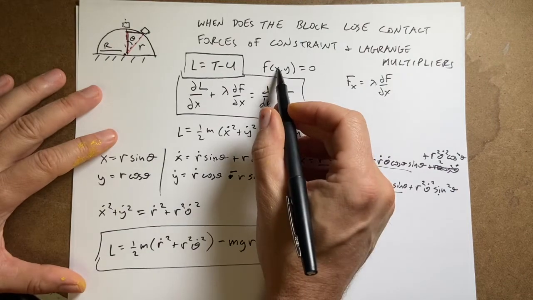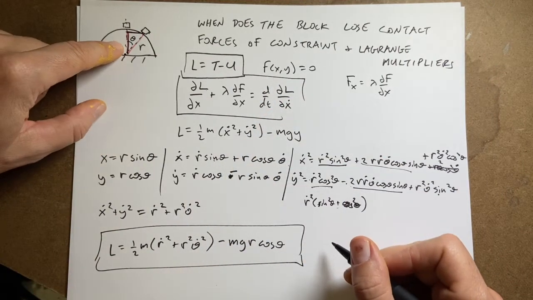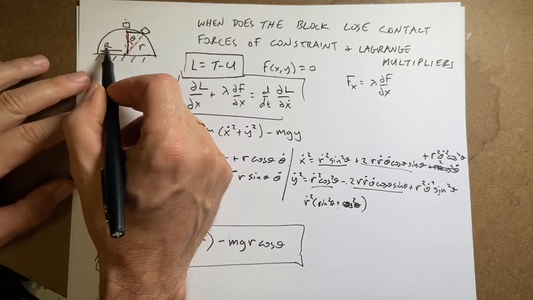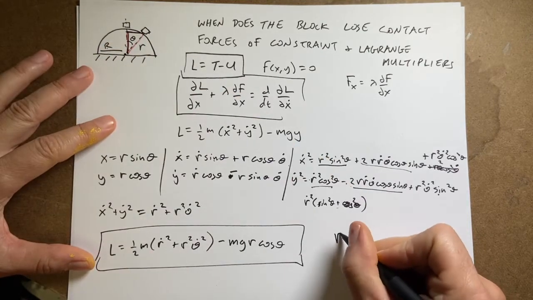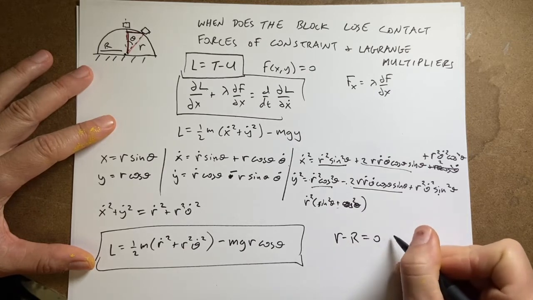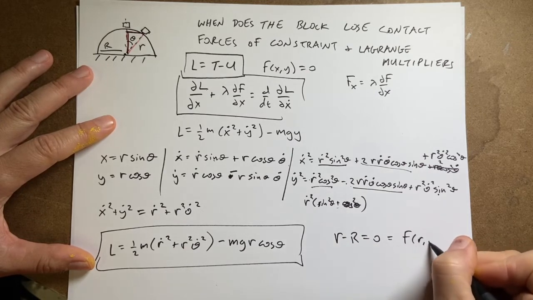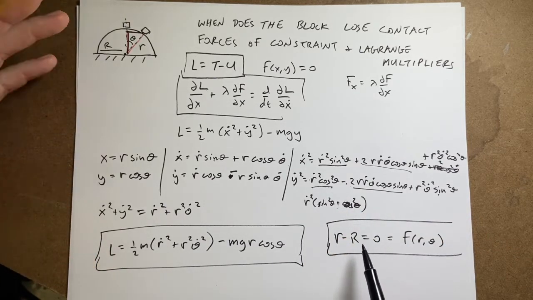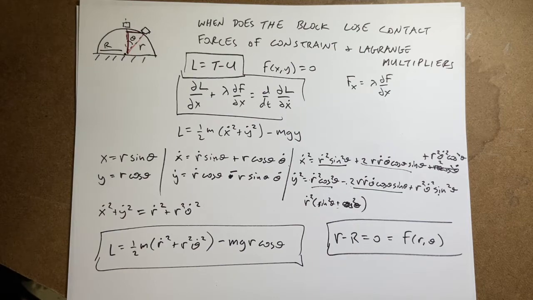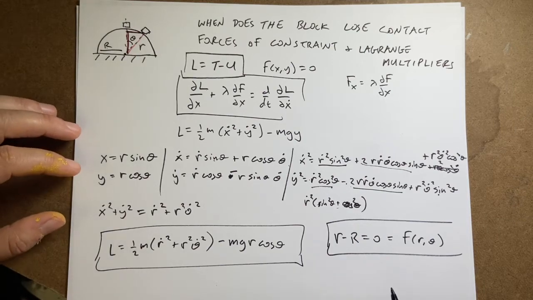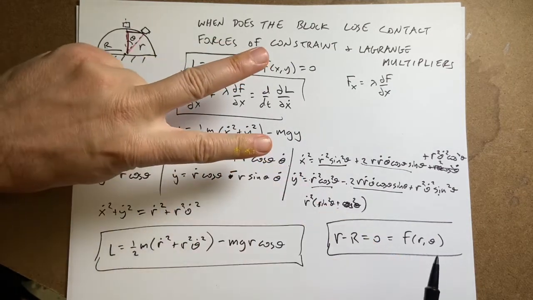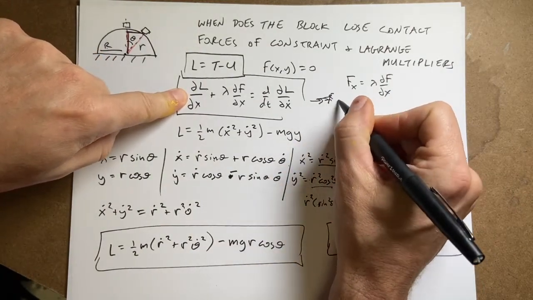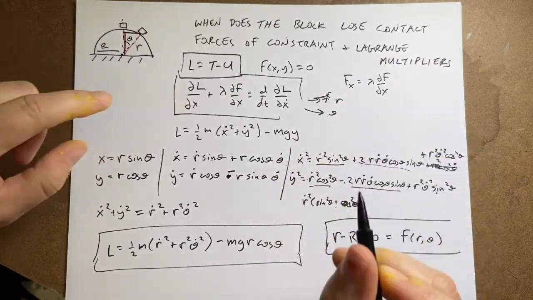Okay, now I need my function f. So what is my constraint? I want to constrain the box to be on the surface of the sphere of radius capital R. So I can say r minus R equals 0, and that's going to be f of r, theta. Is that okay? Because r equals R, so I just put it as equals 0. That's the way you usually do it. Okay, now we're ready to plug it into this. We're going to get two of these equations. I'm going to do one for r, and then one for theta.